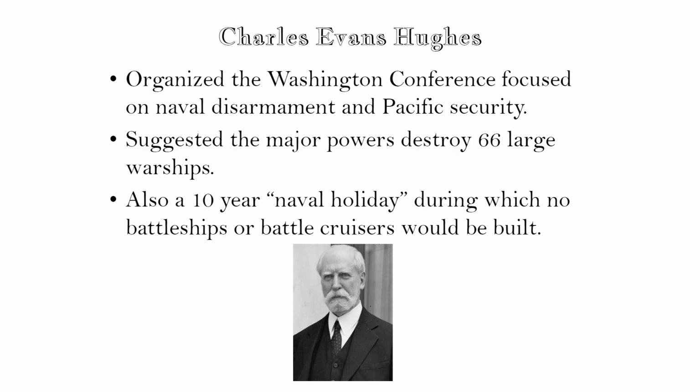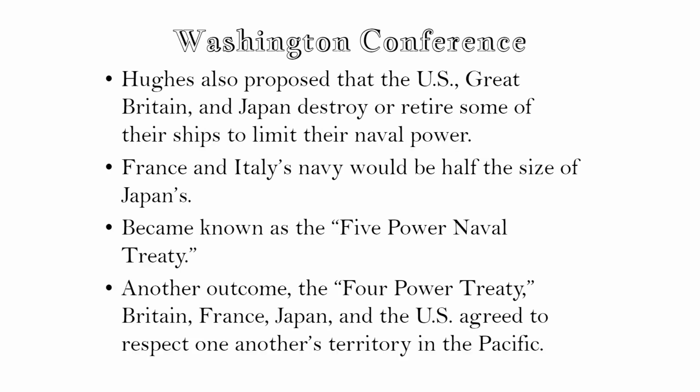But for the most part, the Navy was the big branch of the military, and that's because of battleships and things like that. So this guy suggested the major powers of the world destroy 66 large warships. Also, he suggested a 10-year naval holiday, as he called it, during which no battleships or battle cruisers would be built. So essentially, we're going to decrease the number of battleships in the world, and then we're not going to make any more for 10 years. And so, again, obviously the strategy here is by limiting the amount of weapons that are available or made, you will limit the ability to wage war.